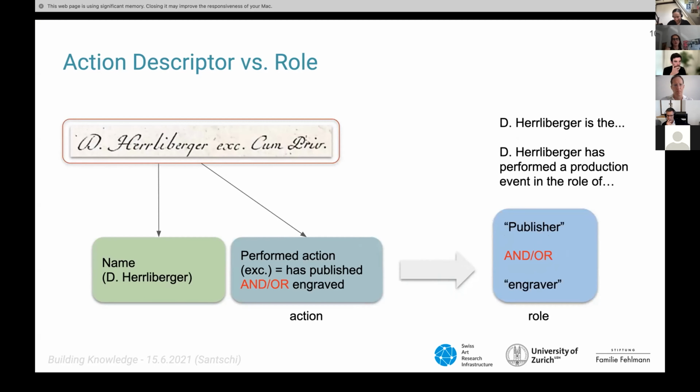For example, and we've been discussing this internally quite a bit, excudit here in the caption could be understood as publisher or engraver. A correlative argumentation that the descriptor of the action equals the role is therefore insufficient. So it's not semantically clear in this case.